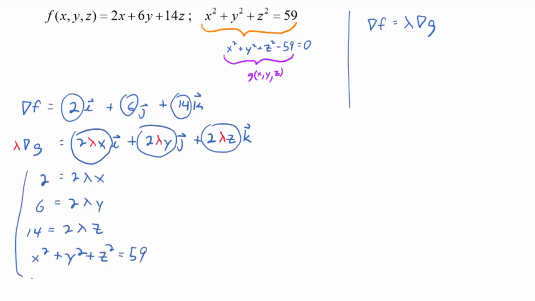So you've got 4 equations and 4 unknowns. Easy, right? Well, not always, no.